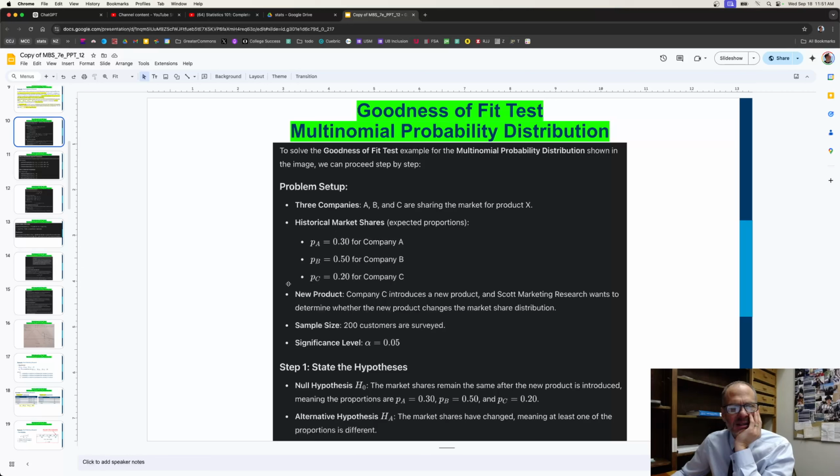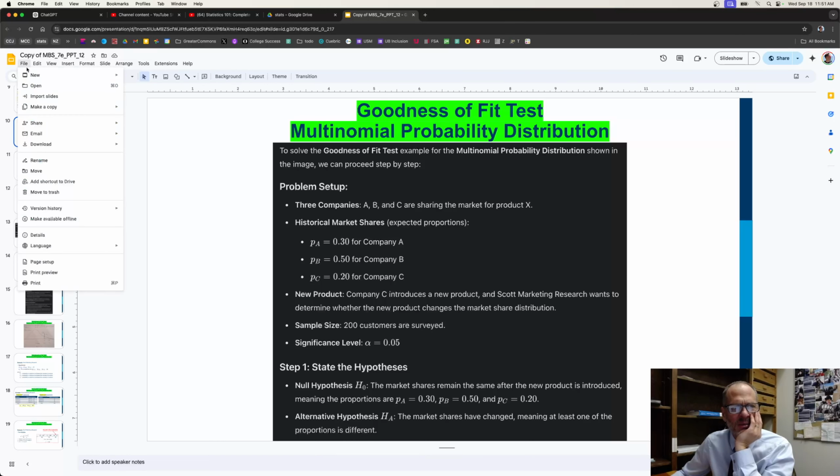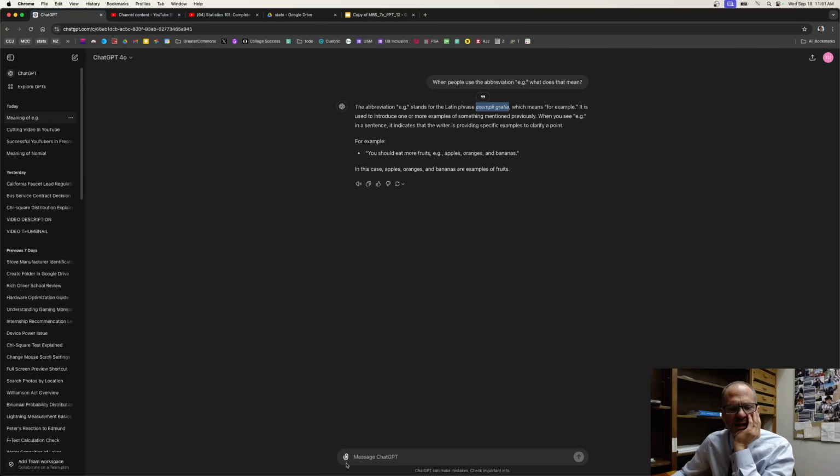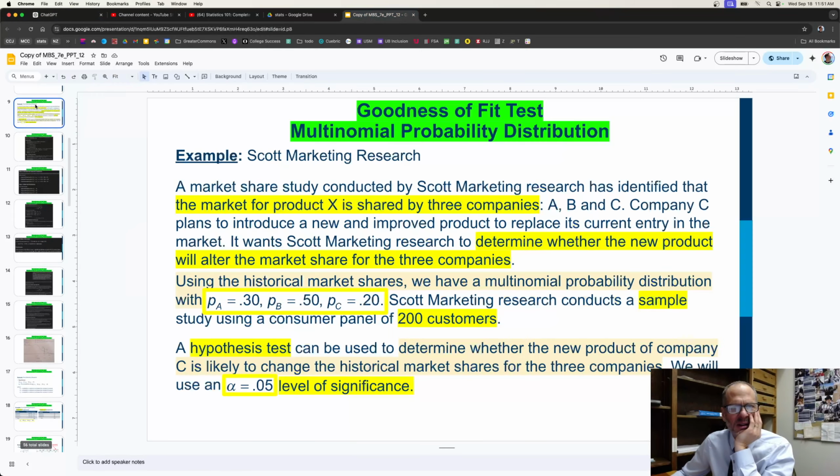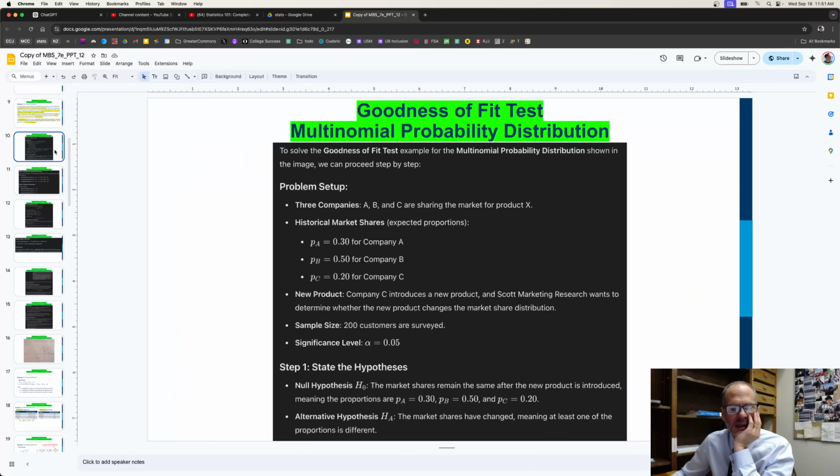And to get this solved here, what I did is I just downloaded this presentation as a PowerPoint presentation. Then I uploaded this entire presentation to ChatGPT. You could attach a file. And then I said, can you please solve the Scott Marketing Research example and explain it to me? And so this is what ChatGPT pumped out, which is amazing. It's totally amazing.